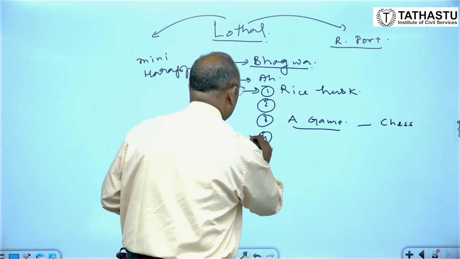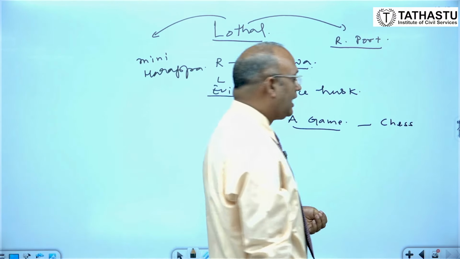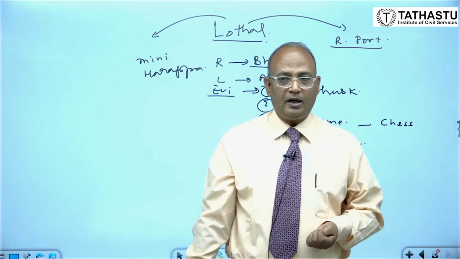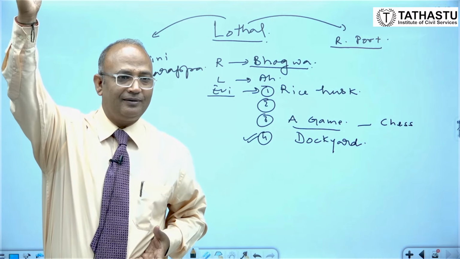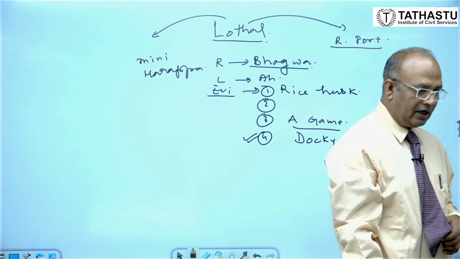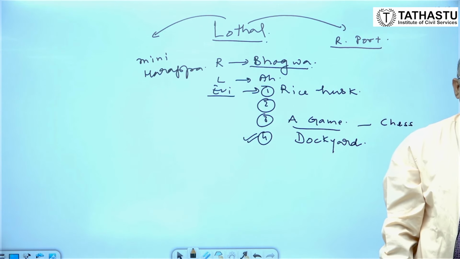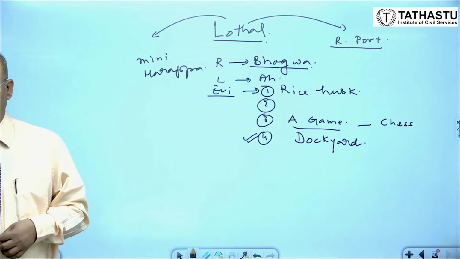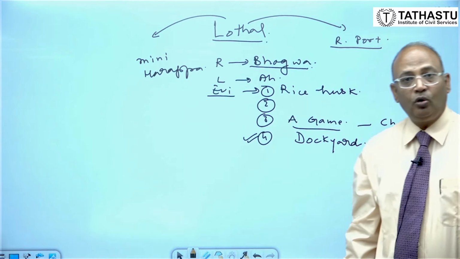Fourth, this point is very important. An artificial dockyard. Dockyard means where the ships were coming, staying, loading the goods and going to Mesopotamia. An artificial dockyard. Write down one more line about it. It is the earliest dockyard made by human beings in the whole world.